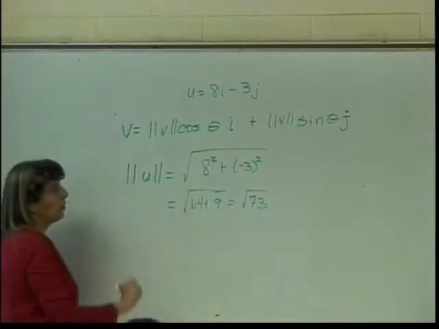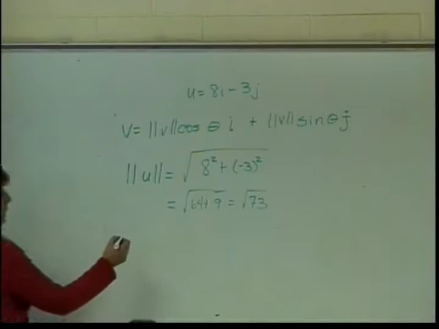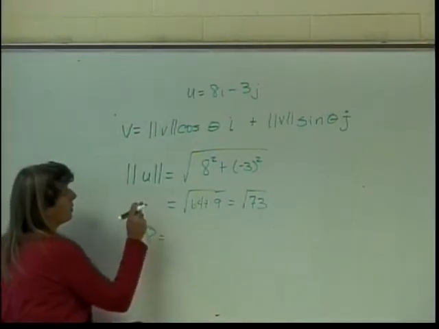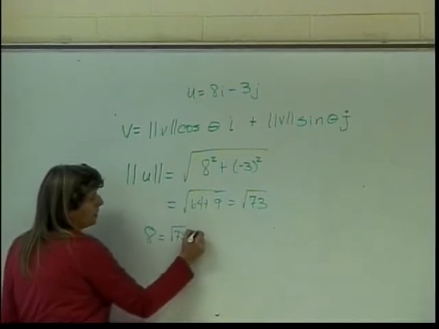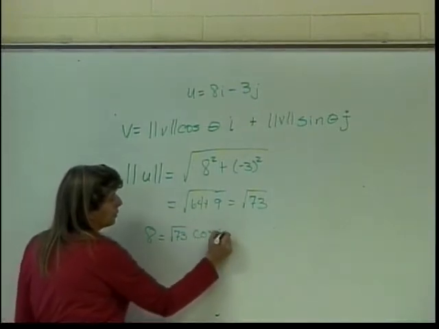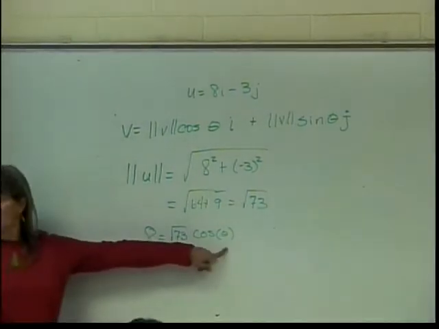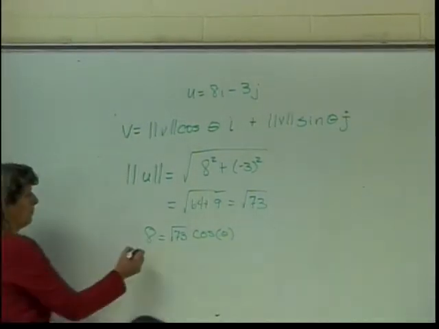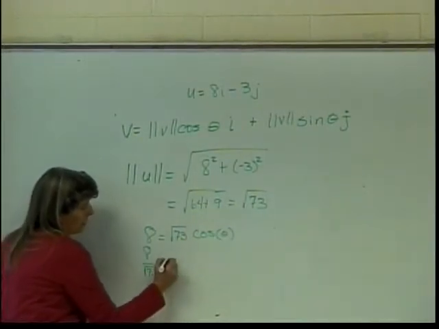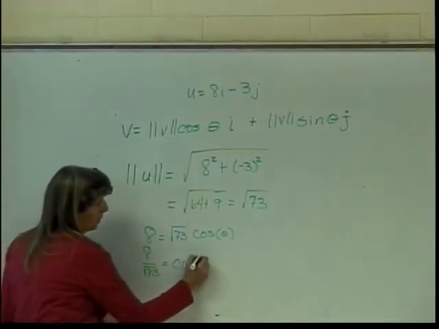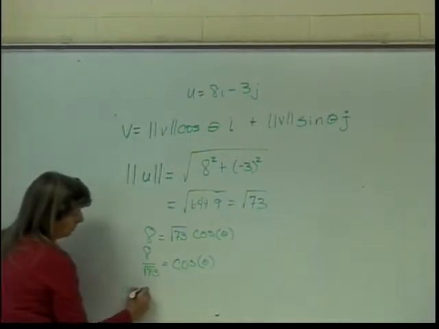So I now know that 8, the number in front of my i, is equal to the magnitude of my vector, the square root of 73, times the cosine of the direction. So to solve for the direction, because that's what I'm looking for, I would divide by the square root of 73. So I have 8 over the square root of 73 equals the cosine of the direction. And then take the inverse cosine.